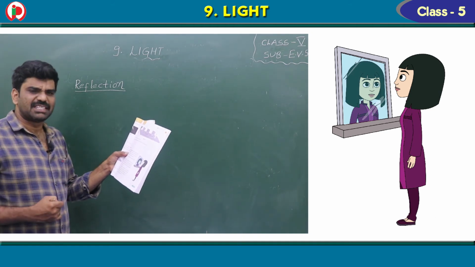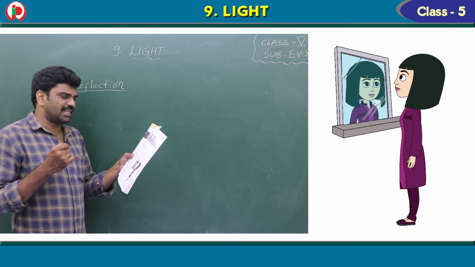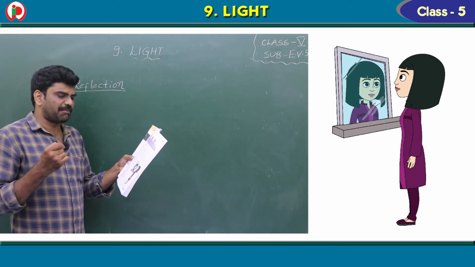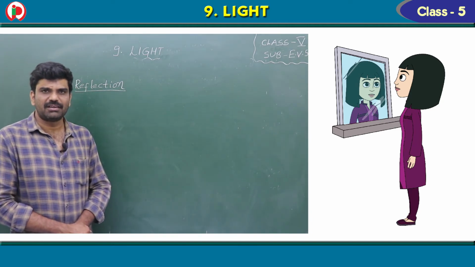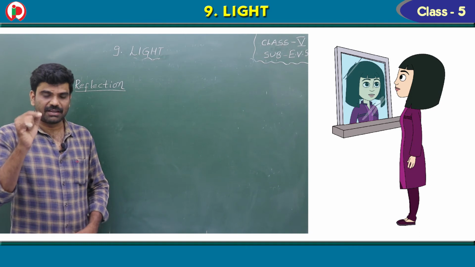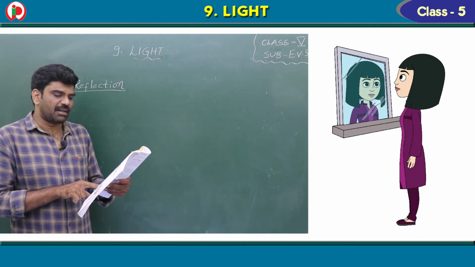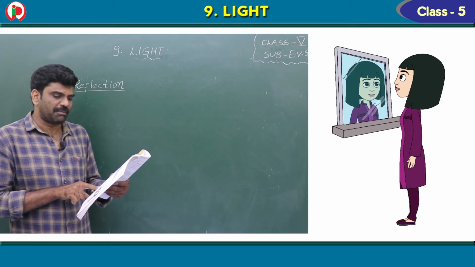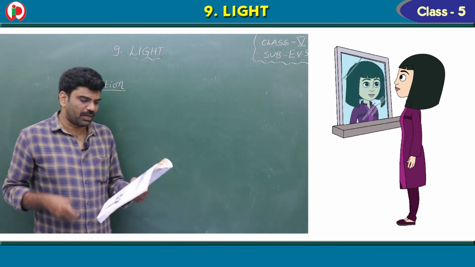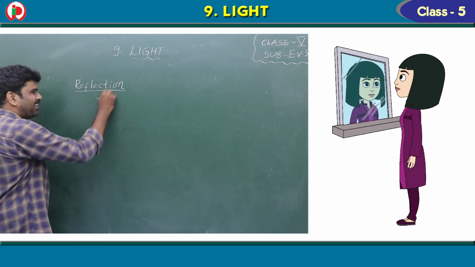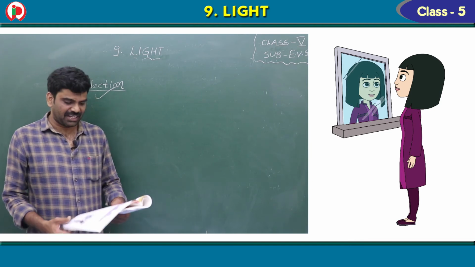Then what is the physics behind that? Let us see. Have you ever thought why you can see your face in a mirror but not in a piece of wood? Can you see your face in a piece of wood? No. But we can see our face in a mirror. Have you ever wondered how you are able to see your image in a mirror or shiny metallic surface? It happens due to a phenomenon called reflection.